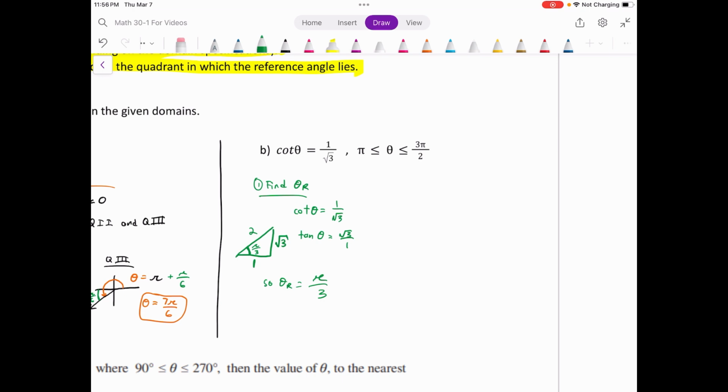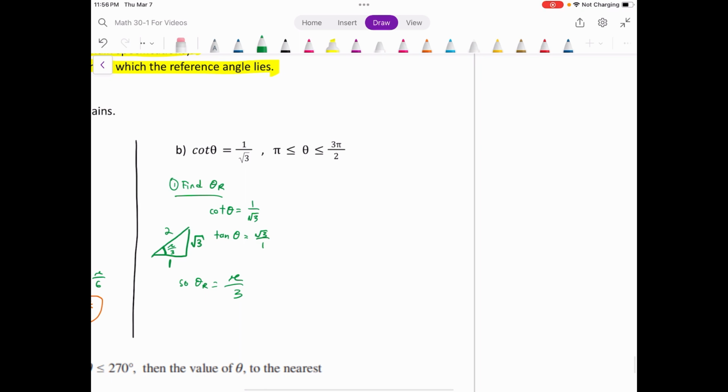So now we know we're looking for an angle that would have a reference angle of pi over 3. Now there are 4 angles that do that, 1 in each quadrant. But first things first, our domain is limited to just pi to 3 pi over 2. So we know we're in quadrant 3, and that checks out because tan is positive.